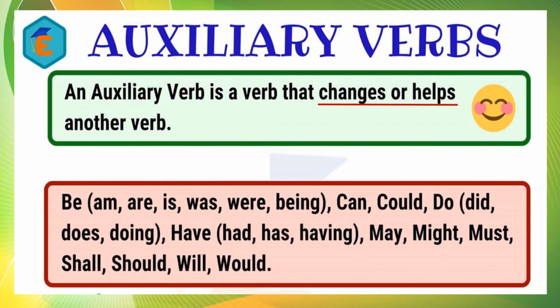So there is a list. Be, forms of be: am, are, is, was, were, being. Can, could, do, did, does, doing. Have, had, has, having. Some more: may, might, must, shall, should, will, would. So that was a list of the auxiliary verbs. Now we will see in detail.